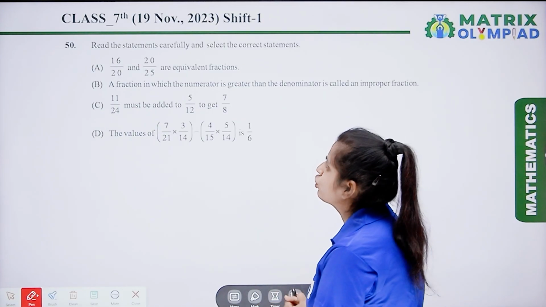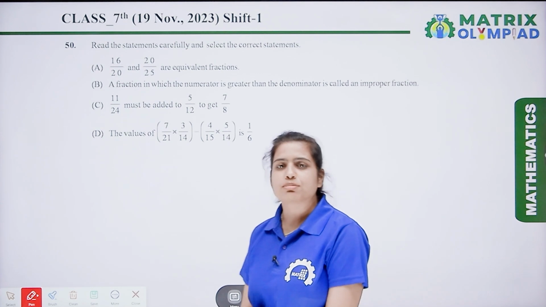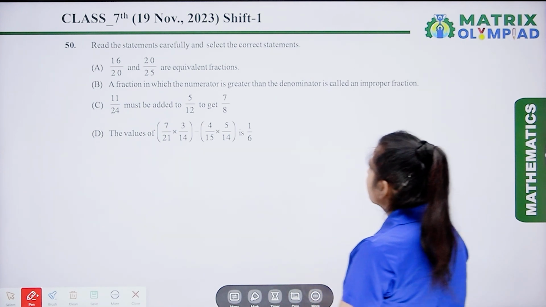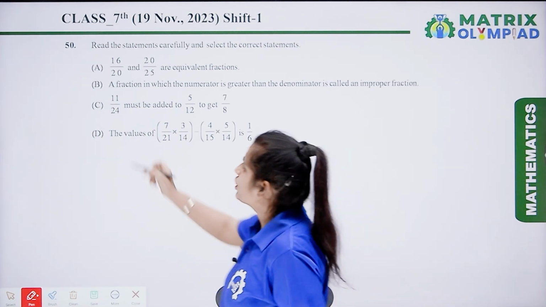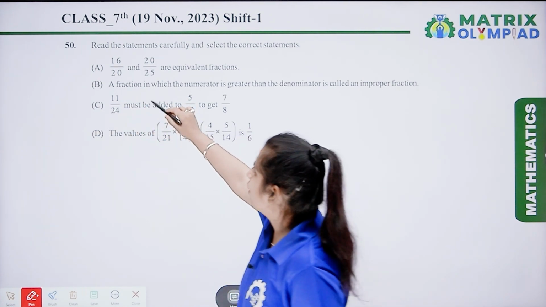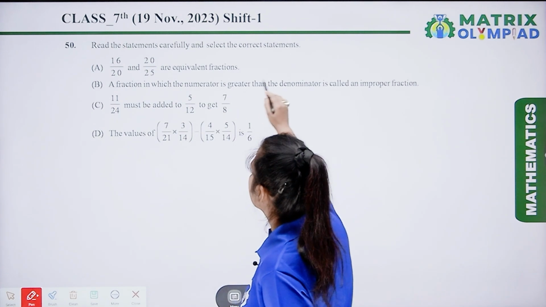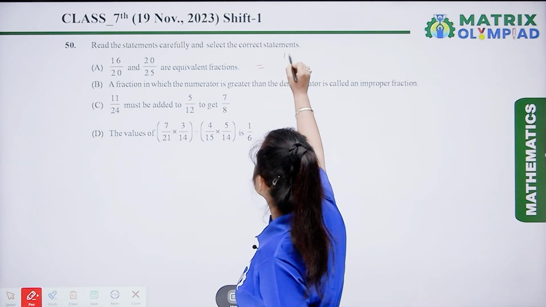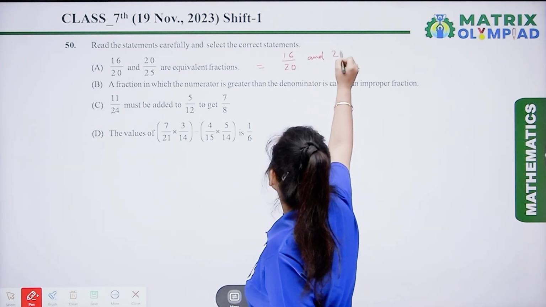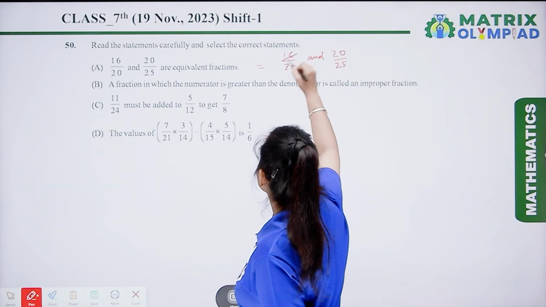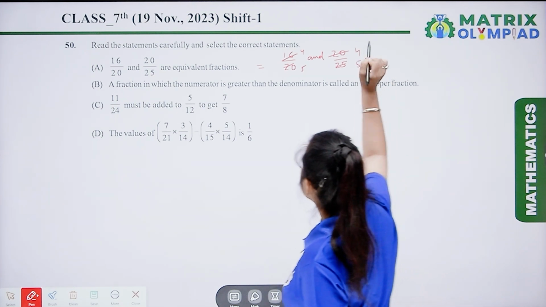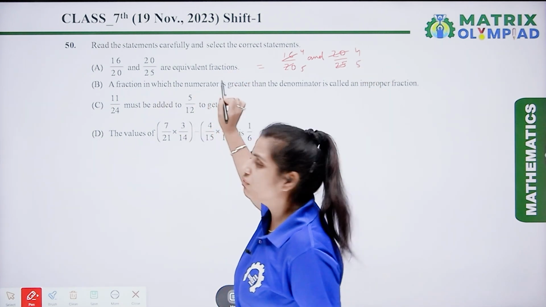Now the next question is question number 50 and this is the last question of this part. So here question number 50 is: read the statements carefully and select the correct statements. Here the first is 16 upon 20 and 20 upon 25 are equivalent fractions. So let's calculate it. 16 upon 20 and 20 upon 25. After reducing to the lowest form, we get 4 upon 5 and here also we get 4 upon 5. So these are equivalent fractions.